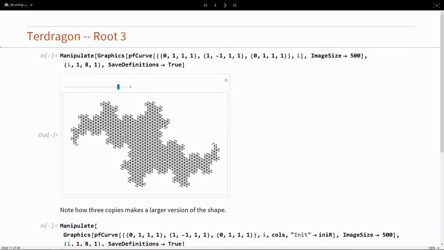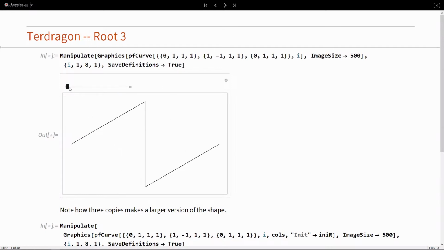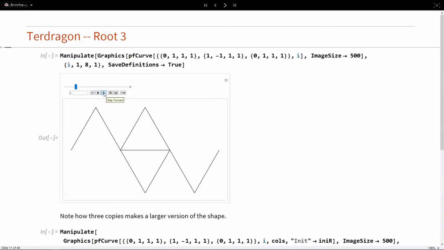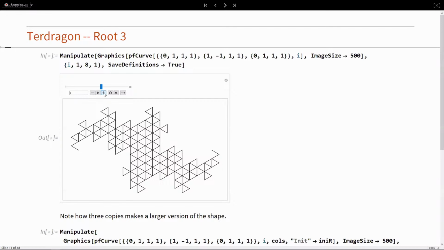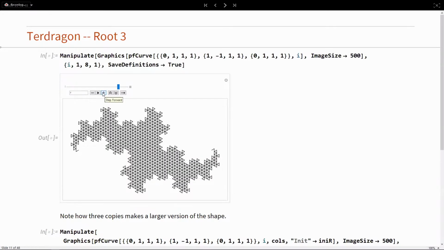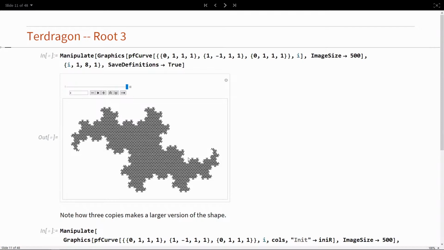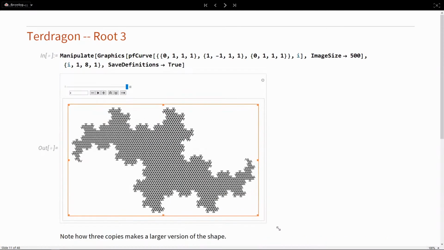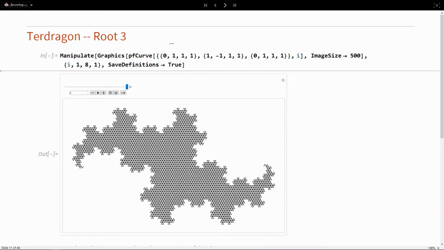So the Terdragon is one of the shapes I showed. Here's the initial shape for the Terdragon. And as we iterate, it gets progressively more complicated. So here's step 7 of the Terdragon, which is generated with these pieces of code.